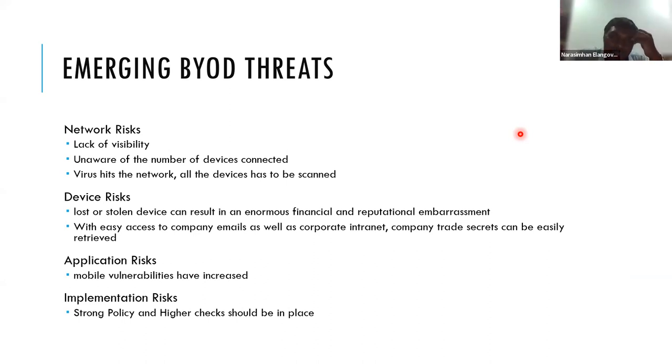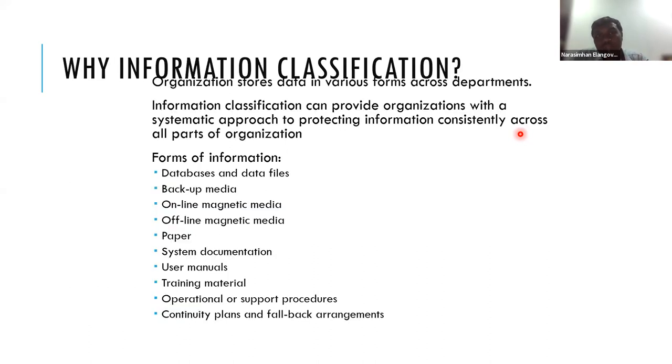Or this app, that app may have multiple vulnerabilities. Device risk: what if the device gets stolen? Network risk: I don't know who is coming into my network and who is going out of my network, right? Implementation: there could be practical challenges. Examination asked question. Next, concept of classification.